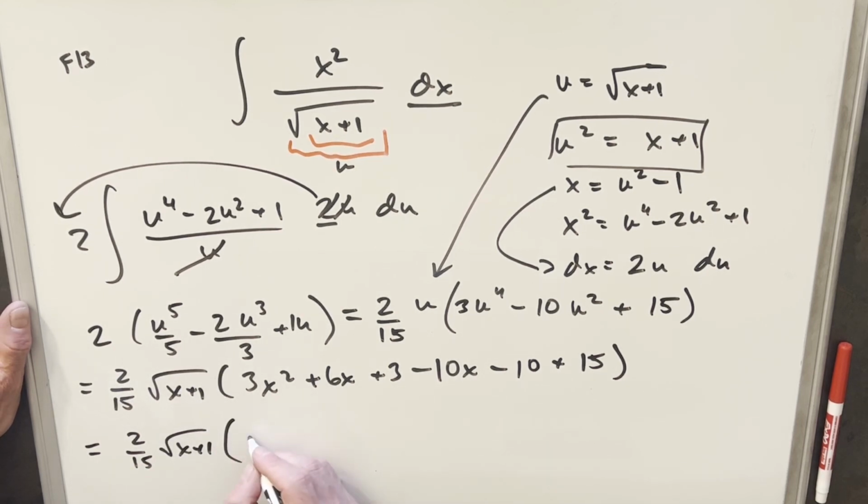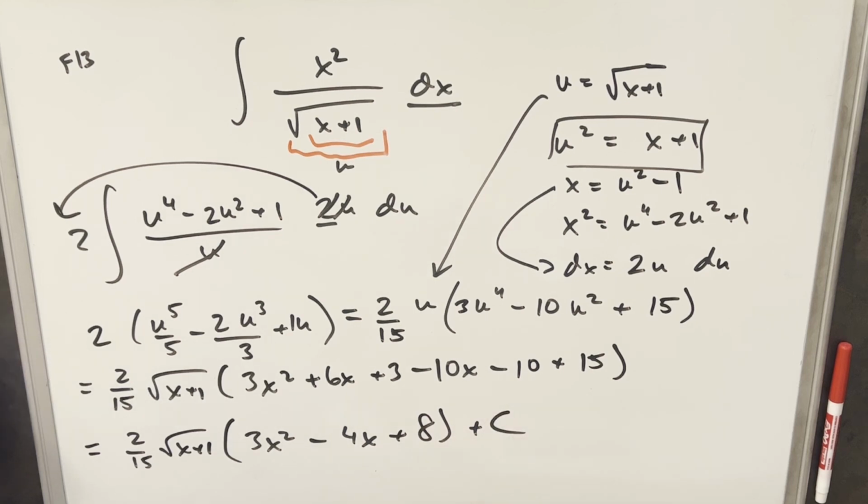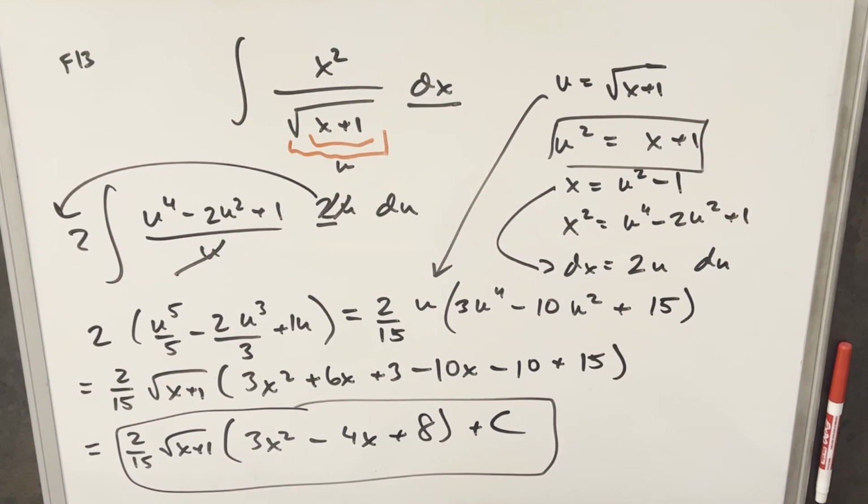So we're just going to have the 3x squared in front. Then I'm going to, let's see, 6x minus 10x is going to be minus 4x. Then 15 minus 10 is 5, plus 3 is going to give me an 8. I'll tack a plus c on, and that's it. Okay, pretty good problem with u substitution.